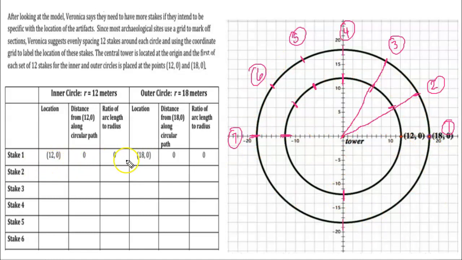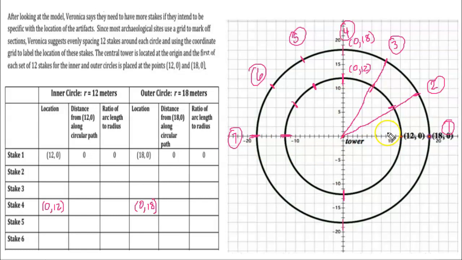Stake 1, we already have its coordinates and its lengths. So let's work on the next easiest one, which to me would be stake 4 because it's going straight up and down. It also is just the radius. So its point is going to be (0, 12) or (0, 18) because it's just going the radius straight up. So its x-coordinate doesn't go left or right any. So we have (0, 12) and (0, 18).